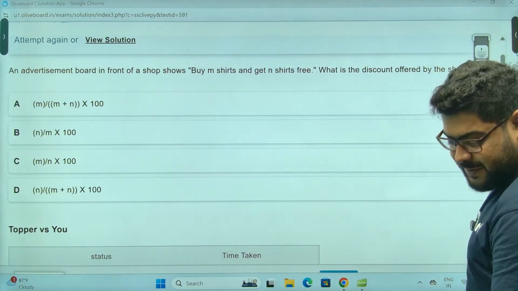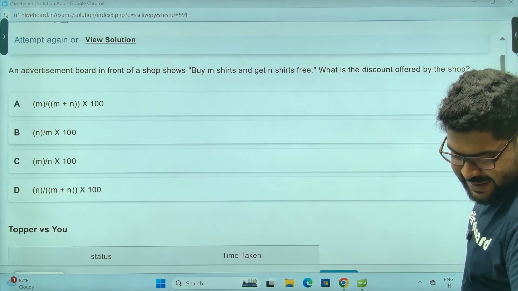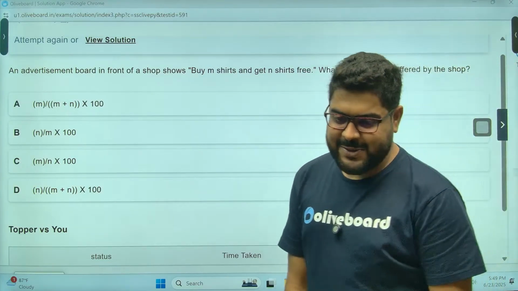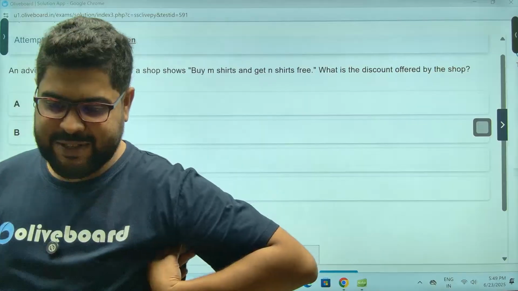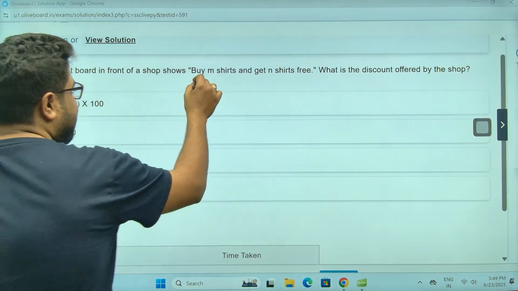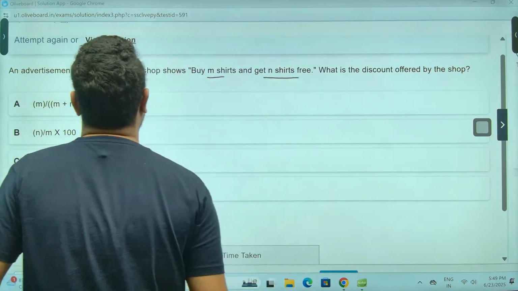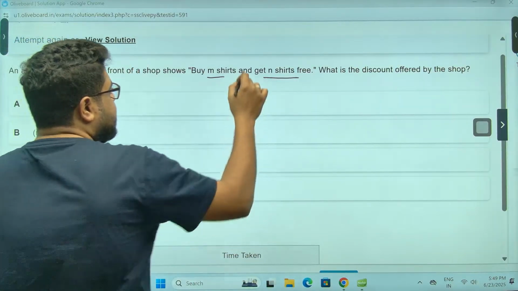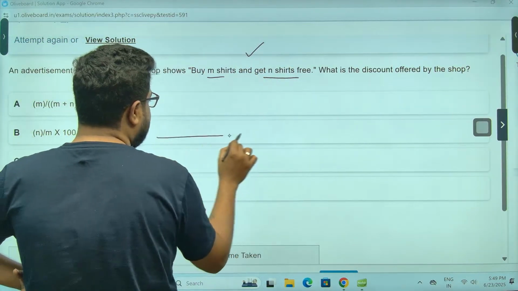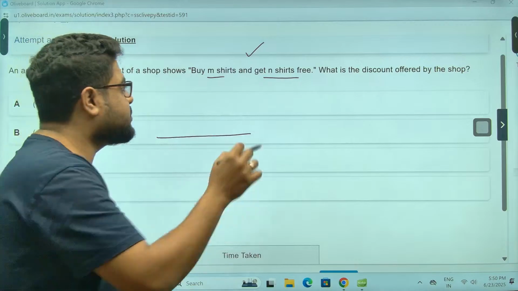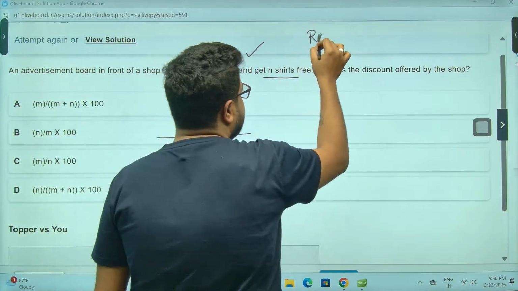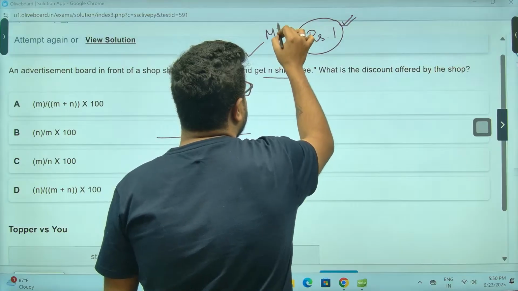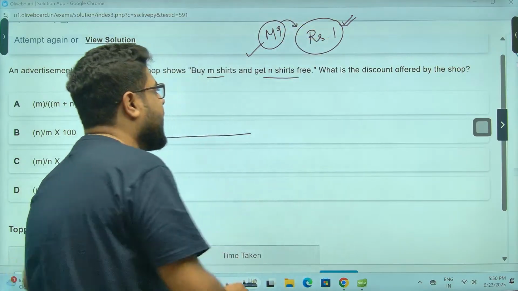Good question. Very good question. This type comes very often in CHSL also. Sir, M shirts and get N free. What is the discount? Understand, sir. That means we are getting, what is the discount? So every shirt, I'm taking the MP of each shirt as ₹1. Think like this. So how many shirts?